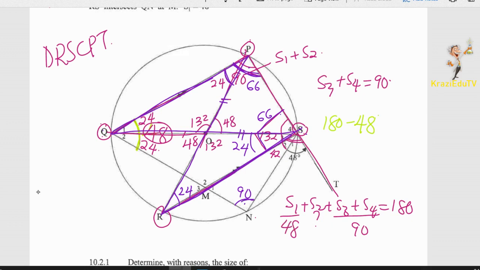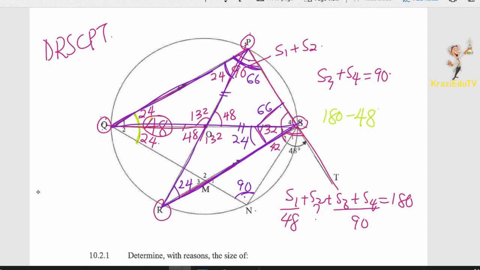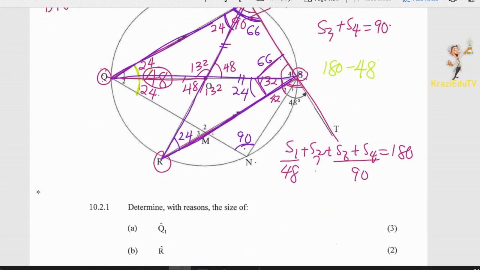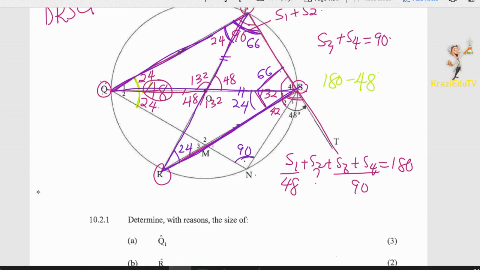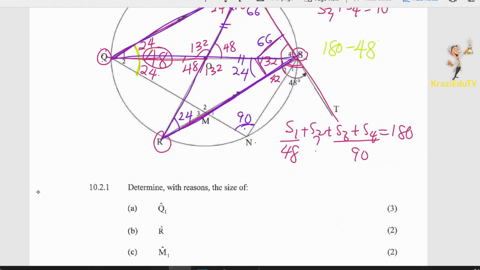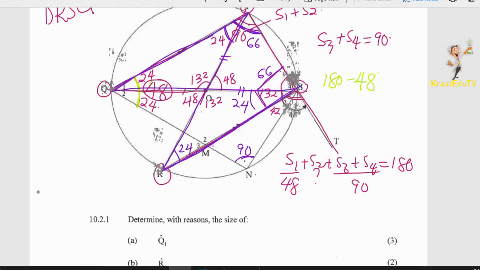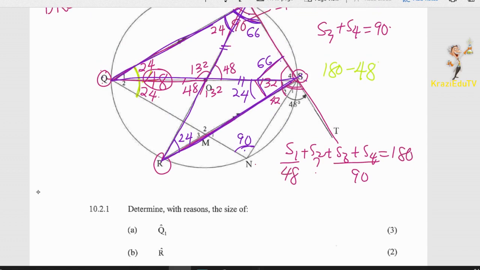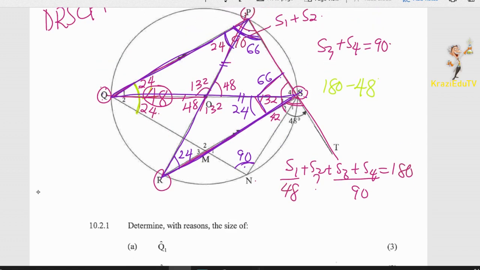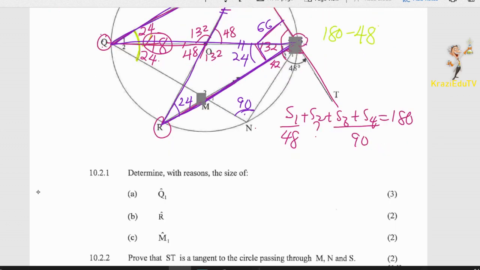Let's check what this examiner really wants. I think we've overworked. Q1 is 24. We got that. You need to rewind this video so you'll be able to write down all the reasons. Q1 we got to be 24. Did we get R? 24, alternate angles. Alright, so Q1. M1.